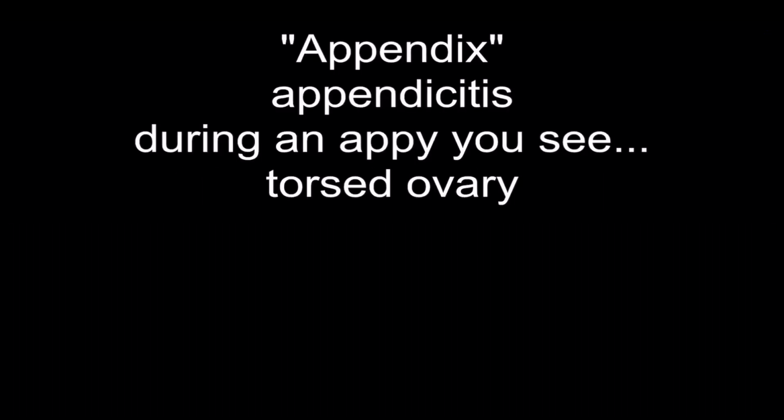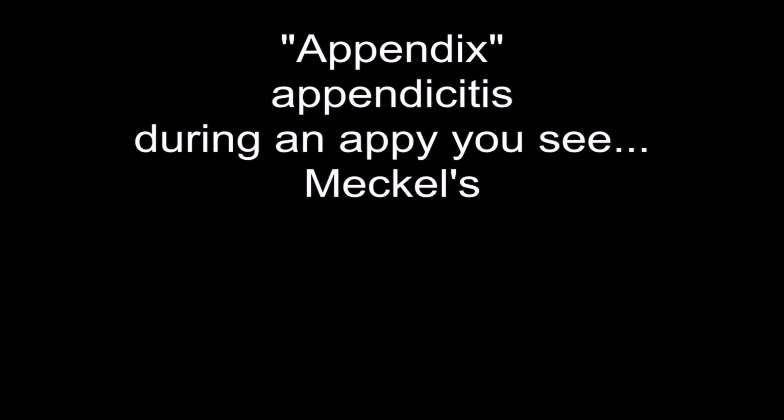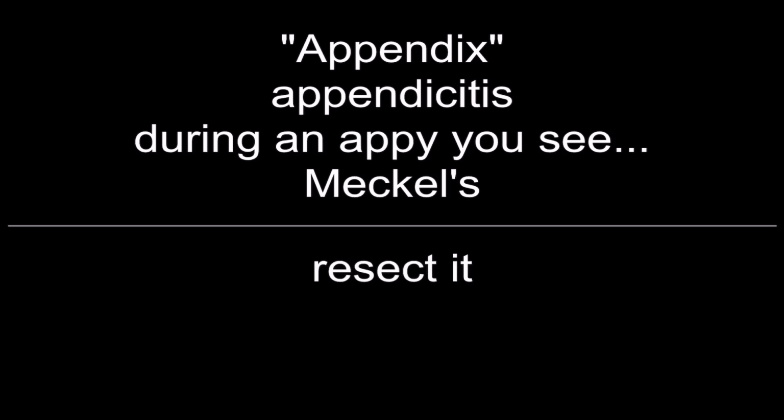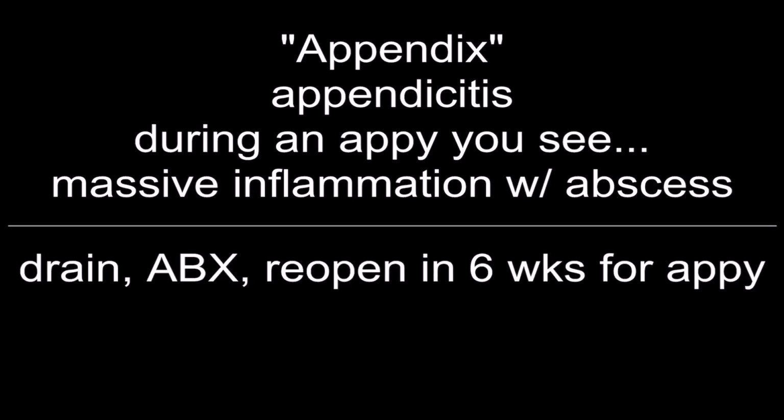During appendectomy for appendicitis, you see torsed ovary. Oophorectomy. During appendectomy for appendicitis, you see PID. What do? Antibiotics. During appendectomy, you see Meckel's diverticulum. What do? You resect it. During appendectomy, you see massive inflammation with abscess. What do? You drain, give antibiotics, reopen in 6 weeks for appendectomy.